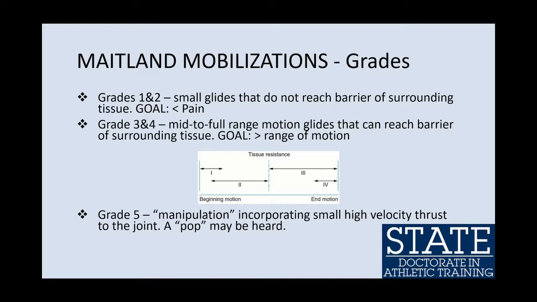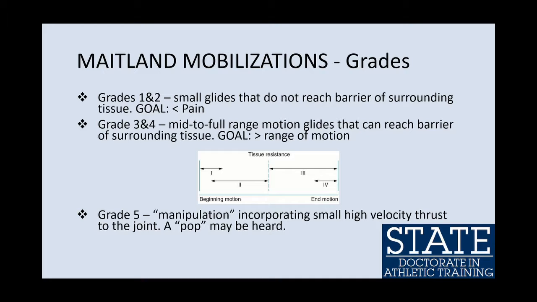Grades 3 and 4, as you can see from the picture again, are bigger, mid to full range motion glides that can reach the barrier of the surrounding tissue. So as you can imagine, since it can go that far in the glide, the goal is to increase your range of motion. This is more for hypomobility, general stiffness, situations like that with joints.